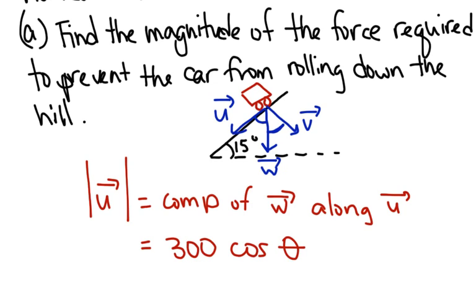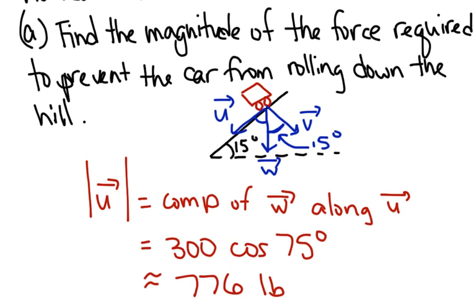This angle here is going to be the same as the incline of the hill. So this angle here is 15 degrees. And since U and V are perpendicular, that makes the angle between U and W 75 degrees. So I'm going to change that theta to 75 degrees. And I'm going to find out that it's approximately 776. So you need a force of about 776 pounds to keep the car from rolling down the hill.